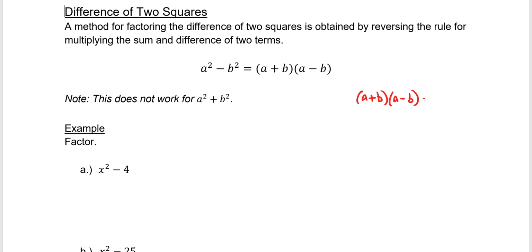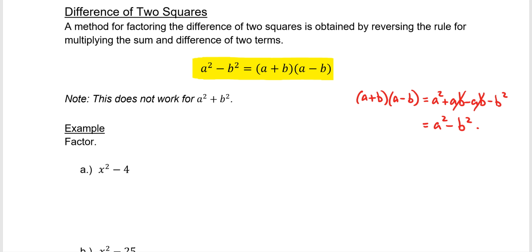If we took this and we FOILed it out, we would get a squared plus ab minus ab minus b squared. When we multiply conjugates, those middle terms are going to cancel, and we get a squared minus b squared. So now, instead of going in that direction, we're going to be going in the reverse direction. We're going to be starting with a squared minus b squared, and we're going to be factoring it as a plus b times a minus b.